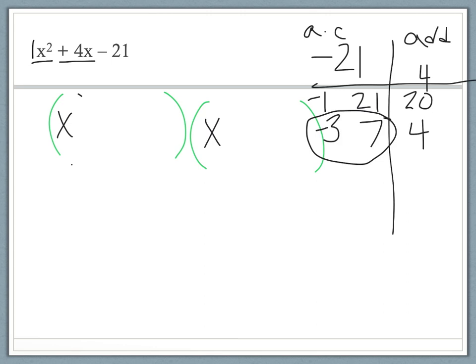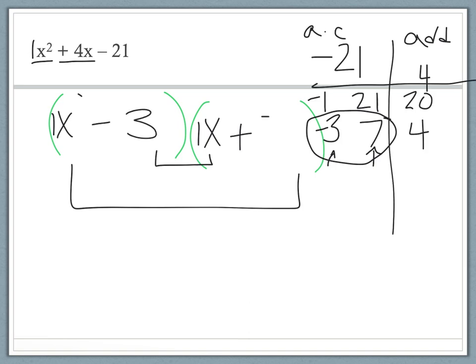Now, same thing we did in the last problem, but if you notice, this is just a 1x and a 1x. So since they're the same number, 1 goes into both 3 and 7, so I don't actually have to worry about where my numbers go when my a value is 1. So I'm just going to go ahead and put negative 3 and a positive 7. So our answer is just x minus 3, x plus 7.